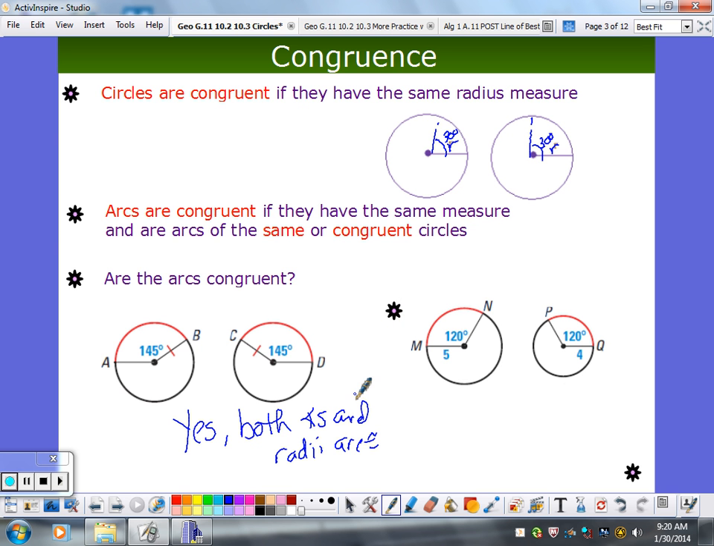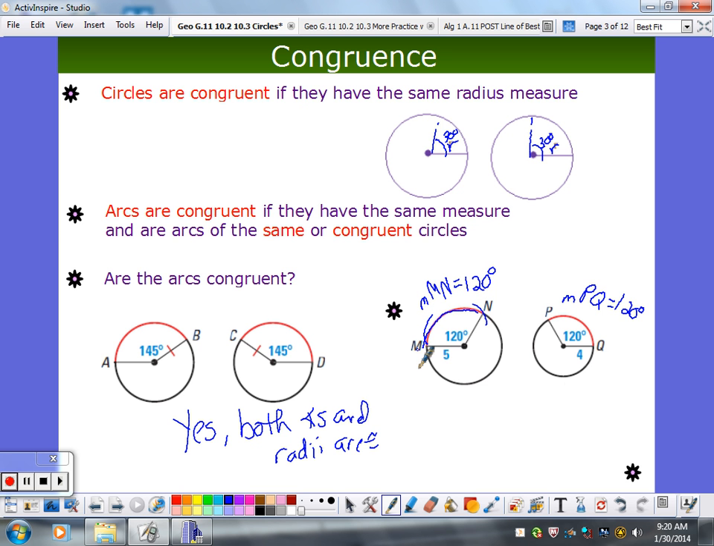Let's look at this one here. Are these red arcs congruent? They both open up to 120, but the radii are not. So when I'm asking if arcs are congruent, I'm looking at a different thing. I'm not looking at their measure, because the measure of MN is what? What's the measure of PQ? 120. Yet the arcs are not congruent. So there are two ideas: its measure in degrees and its actual length.